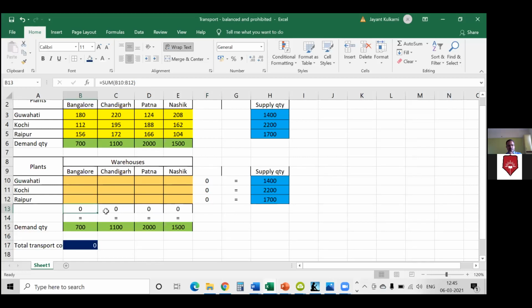Similarly, this cell here is going to contain the sum of the quantities that Bangalore is going to receive as a destination, right? So I say sum B10 to B12. That is the sum of these 3 cells. So for the column it should be the sum of the cells in the column, and for the rows it should be the sum of the cells in the row.